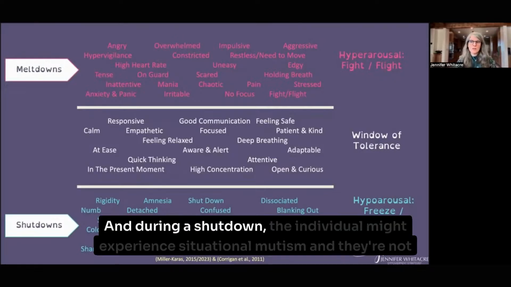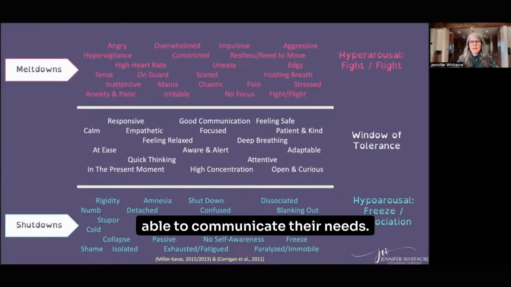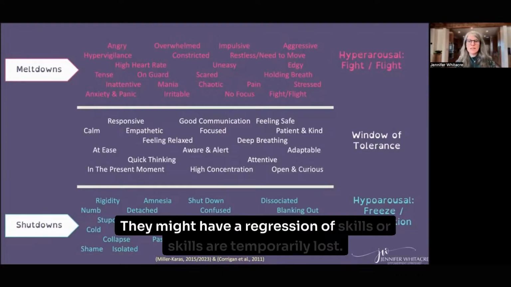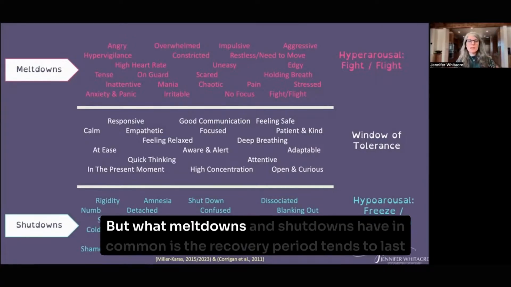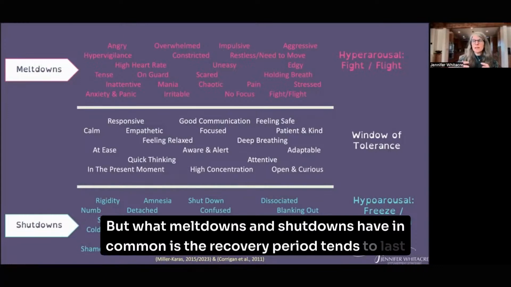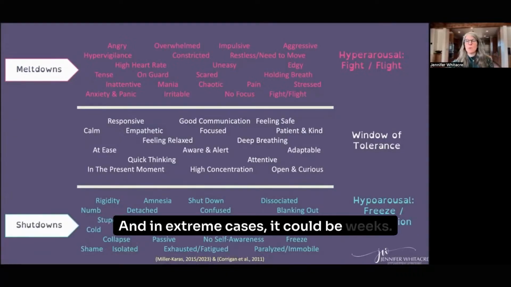During a shutdown, the individual might experience situational mutism, and they're not able to communicate their needs. They might have a regression of skills, or skills are temporarily lost. Shutdowns tend to last longer than meltdowns. But what meltdowns and shutdowns have in common is the recovery period tends to last from several minutes to several hours to several days. And in extreme cases, it could be weeks.